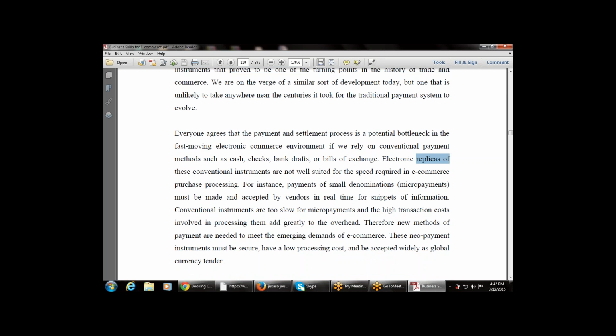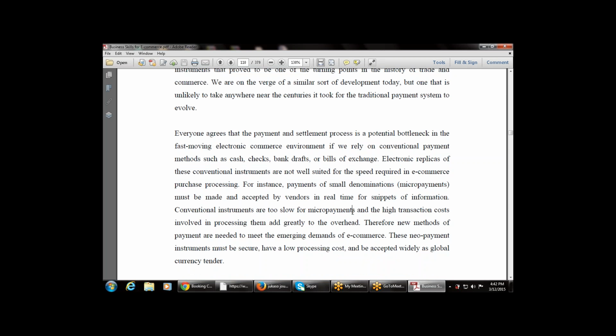Electronic replicas of these conventional instruments are not well suited for the speed required in e-commerce purchase processing. For example, payments of small denominations must be made and accepted by vendors in real time for snippets of information. That is, micropayments must be made and accepted by various vendors in a real-time system.